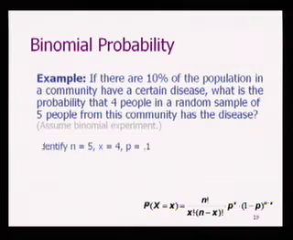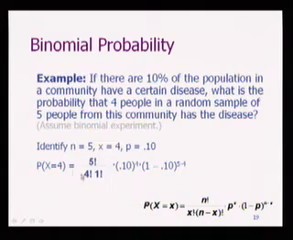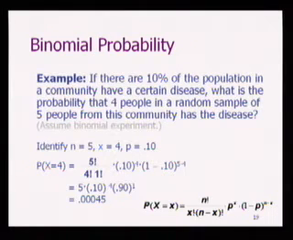So once you have n is 5, x is 4, probability of success is 10%, I just plug it into the binomial probability formula. n choose x, p raised to the x power, 1 minus p raised to the n minus x power, okay? Then, of course, you use your calculator to calculate all these, and you get 0.0045. So that is very small. If, in fact, 10% of the population has a disease, the chance of a random sample of 5 observing 4 with the disease is very small.